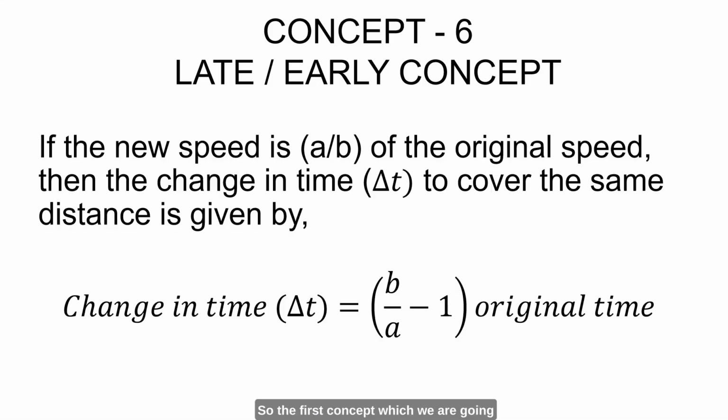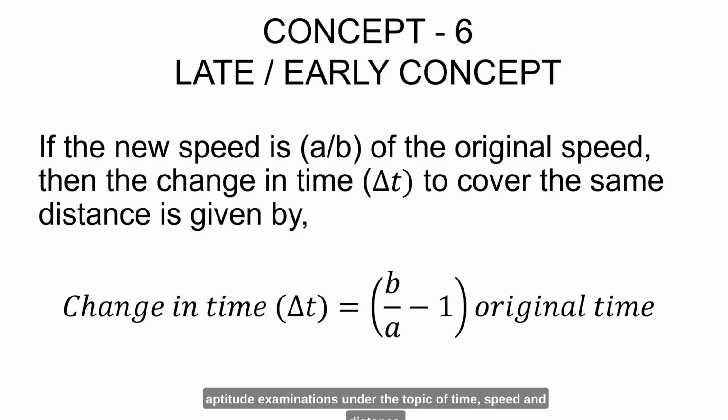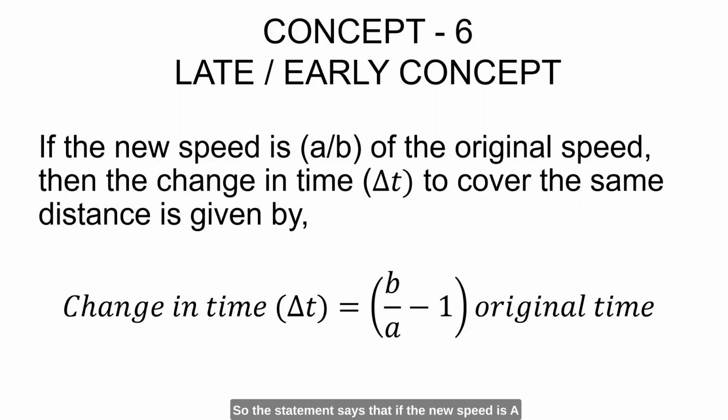So the first concept which we are going to see today is late or early concept. This question is most familiar and would occur at least 5 out of 10 times in any of the aptitude examinations under the topic of time, speed and distance. So the statement says that if the new speed is a by b times of the original speed, then the change in time del t to cover the same distance is given by.